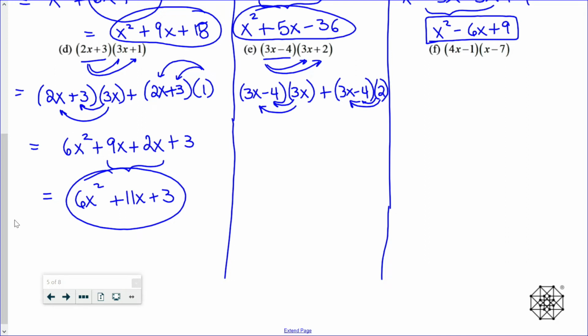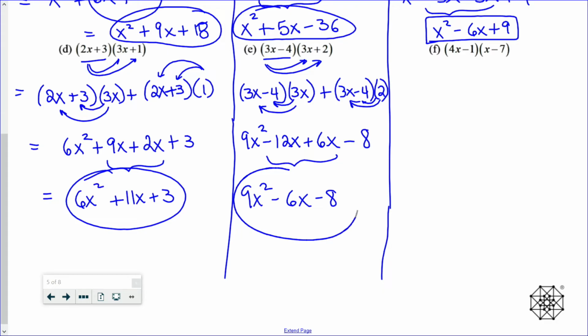All right, 3x times 3x is 9x squared. 3x times negative 4, negative 12x. 2 times 3x is 6x. 2 times negative 4 is negative 8. Again, combine those like terms. Negative 12, positive 6 is negative 6, and minus 8.